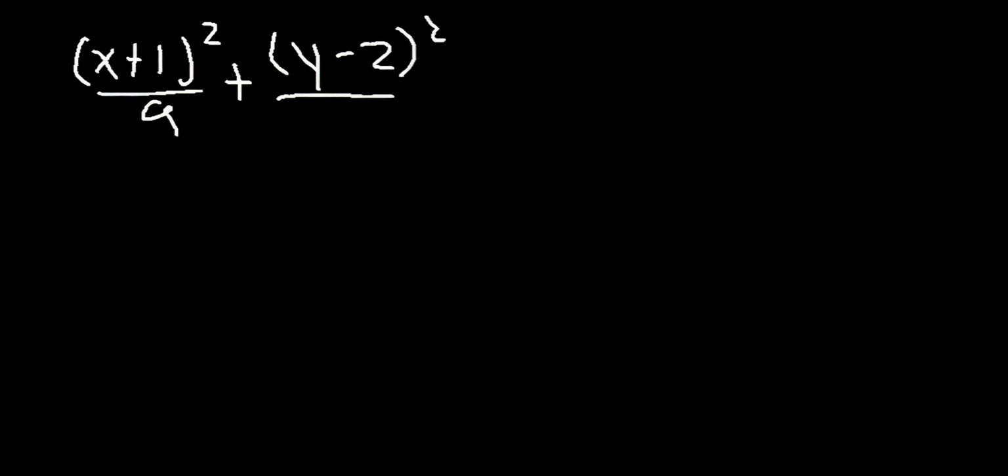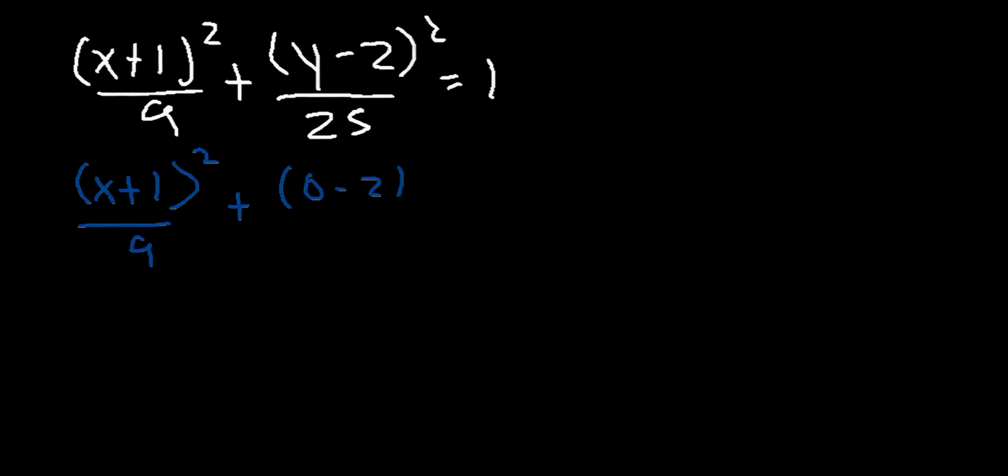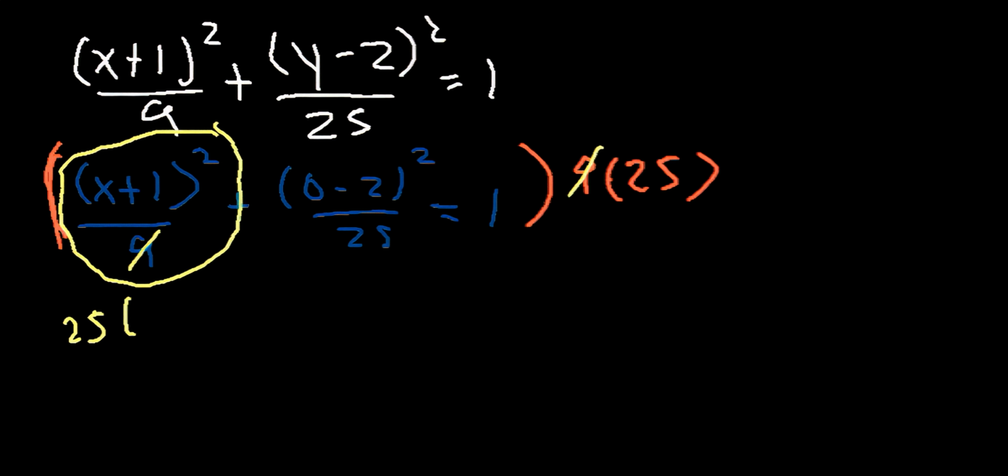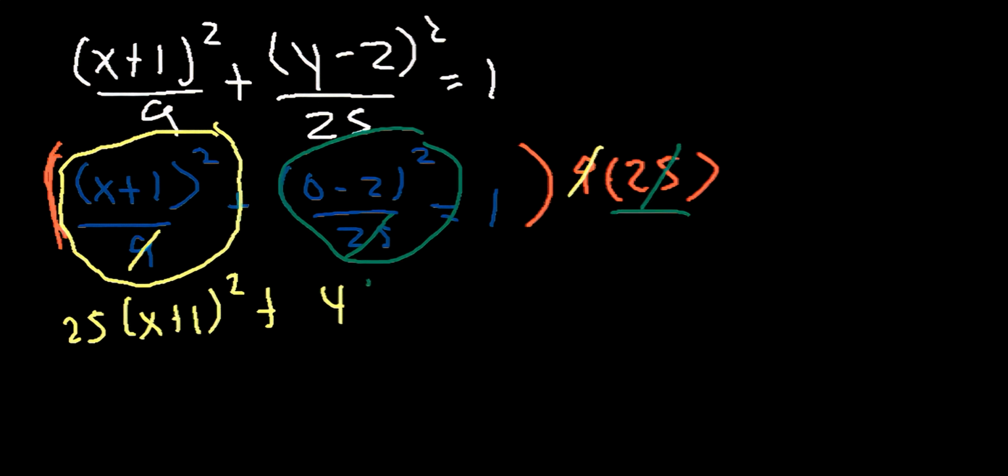So let's try an example where we have to find the x and y intercepts, just for the sake of practice. So let's say you want to find the x-intercept: plug in 0 for y, and then solve for x. What I would do to get rid of all the fractions is multiply by 9 and 25. So if you take this term and multiply by 9 and 25, the 9's cancel, and so you get 25 times (x plus 1) squared. Negative 2 squared is 4, and this term times 9 and 25, the 25's cancel, so you just get 9.